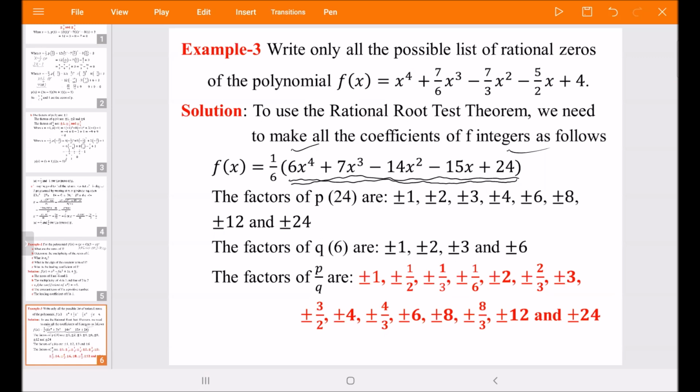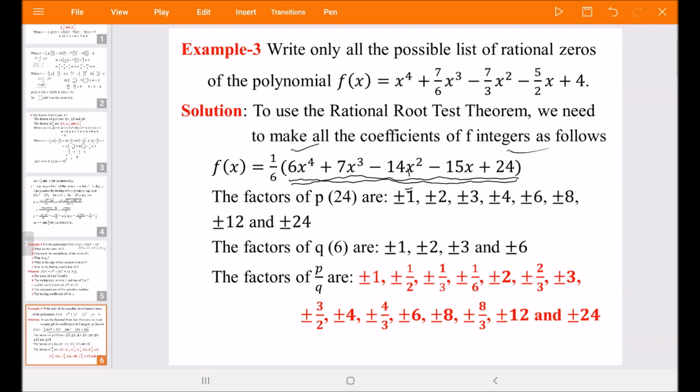Now the factors of P over Q. We can simply form P over Q by taking one of these numbers as a numerator and all the factors of Q as denominator. By putting this plus or minus sign before the numbers, we can list plus or minus 1 over 1 is 1, so plus or minus 1. Then 1 over 2, plus or minus 1 over 2, 1 over 3, plus or minus 1 over 3, 1 over 6, plus or minus 1 over 6.